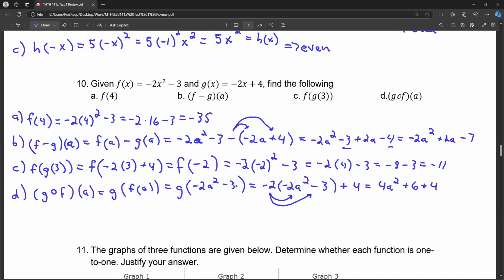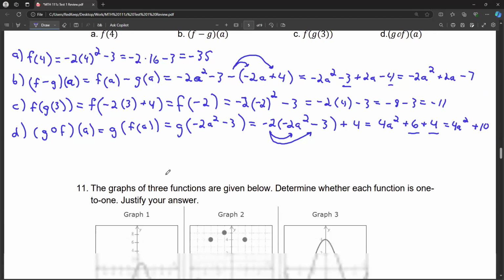Okay, and so now I just want to combine like terms if there are any. And so notice that there actually is just the two, right? 6 and 4. Those are the only like terms here. So we have 4a squared plus 6 plus 4, or just plus 10. Perfect. Okay, so that's everything for question 10.